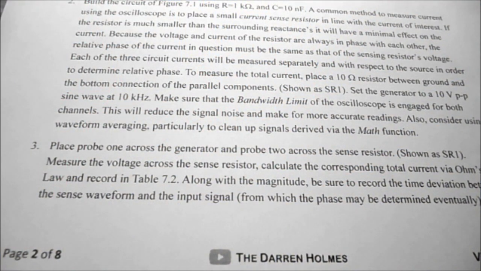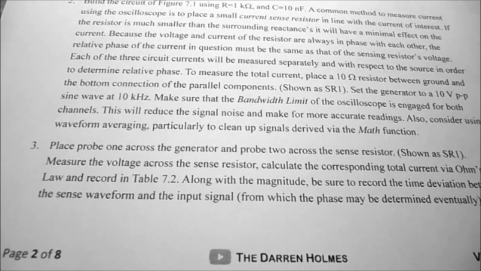So under procedure, step number 3, we're going to place probe 1 across the generator and probe 2 across the sensing resistor, shown as SR1. We're going to measure the voltage across the sensing resistor, calculate the corresponding total current via Ohm's law, and record this in table 7.2. Along with the magnitude, be sure to record the time deviation between the sense waveform and the input signal.